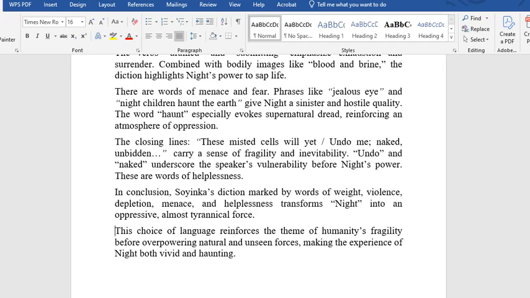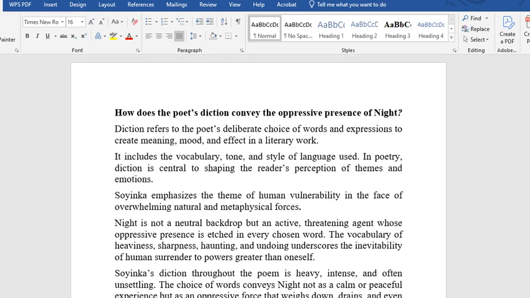Now, in conclusion, Soyinka's diction, marked by words of weight, violence, depletion, menace, and helplessness, transforms night into an oppressive, almost tyrannical force. This choice of language reinforces the theme of humanity's fragility before overpowering natural and unseen forces, making the experience of night both vivid and haunting. You see that the choice of words in the poem is in line with the subject matter, that is, how night creates fear, how it overpowers the poet. So that is the answer to the question that says, how does the poet's diction convey the oppressive presence of night?